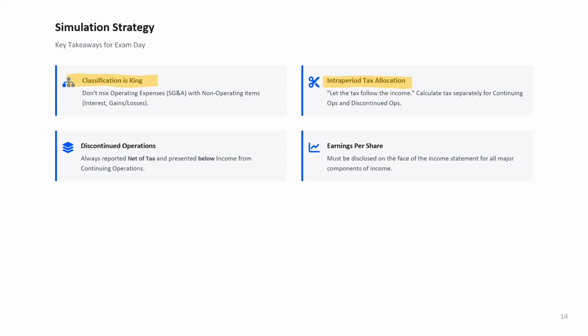The third one is about the discontinued operations. They are always reported net of tax, and they are placed below income from continuing operations. And finally, earnings per share. This must be disclosed for both continuing operations and net income right on the face of the statement. If you nail these 4 points, you'll succeed on any income statement task-based simulation.